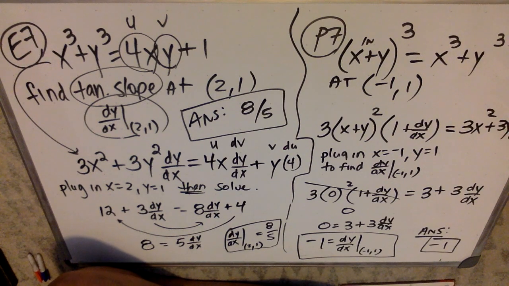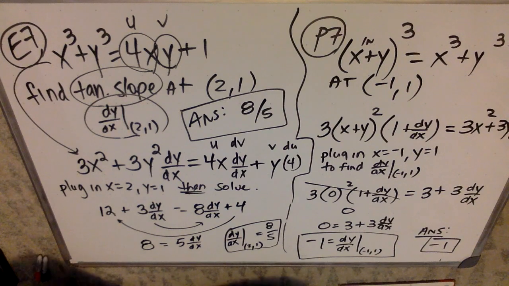Moving forward, we're going to talk about related rates, which is 2.6, and will be a whole lot of word problems, so get ready.